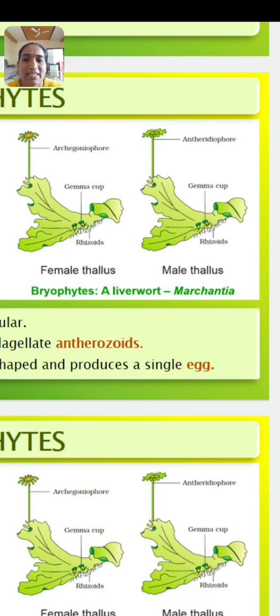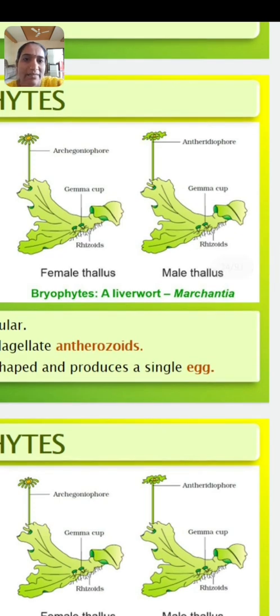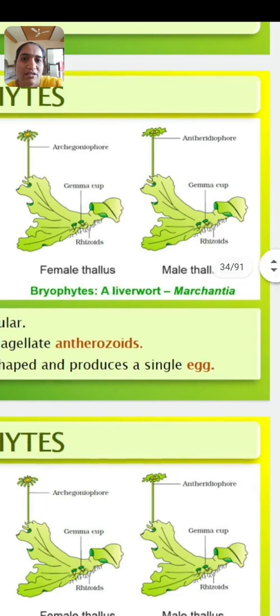Look at the female thallus of the Marchantia. What is the difference between male and female? The female produces the reproductive part known as archegoniophore, and in the case of the male thallus it produces antheridiophore.